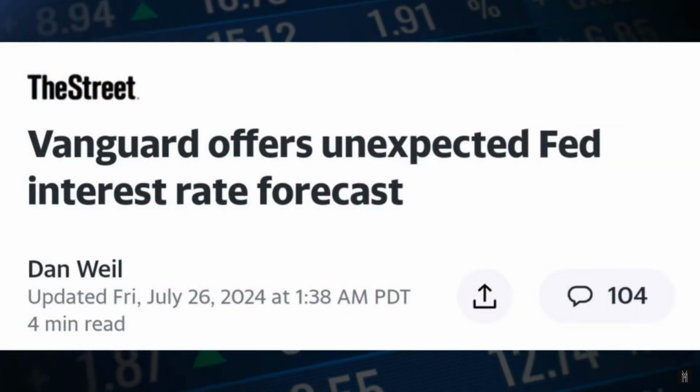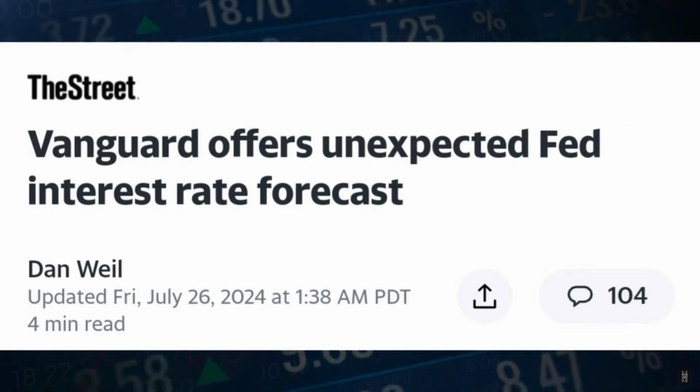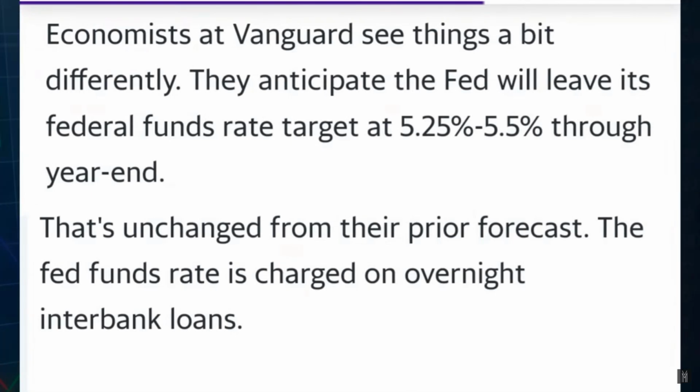Vanguard offers unexpected Fed interest rate forecast. This was shocking because everybody said, oh, the Fed is going to cut rates, no doubt about it. If it's not July, it's September. Vanguard disagrees. Economists at Vanguard see things a bit differently. They anticipate the Fed will leave its federal funds rate target of 5.25% to 5.5% through year end. That is unchanged from the prior forecast.